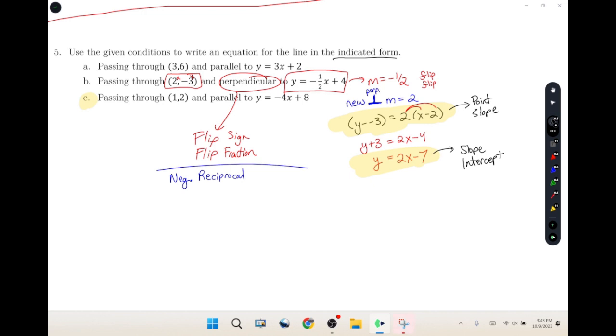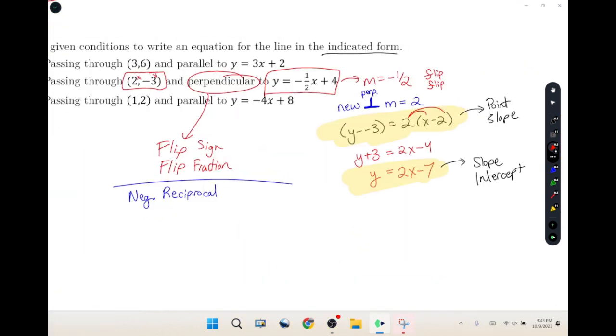We still have 7 minutes. So for C, the negative 4 will stay, and you solve it normally. Do the exact same thing. You just don't have that blue step in the middle right there. You already know your slope. Everything else would be exactly the same.